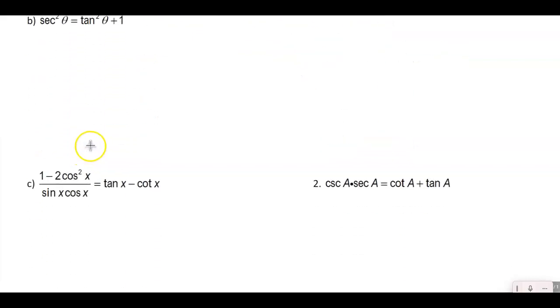But other times you'll see something like this. It's pretty complicated: 1 minus 2 cosine squared of x, all divided by sine x cosine x. If you put a value of x into all of these and get an answer, it's the same thing if you just do tangent minus cotangent. Much simpler.